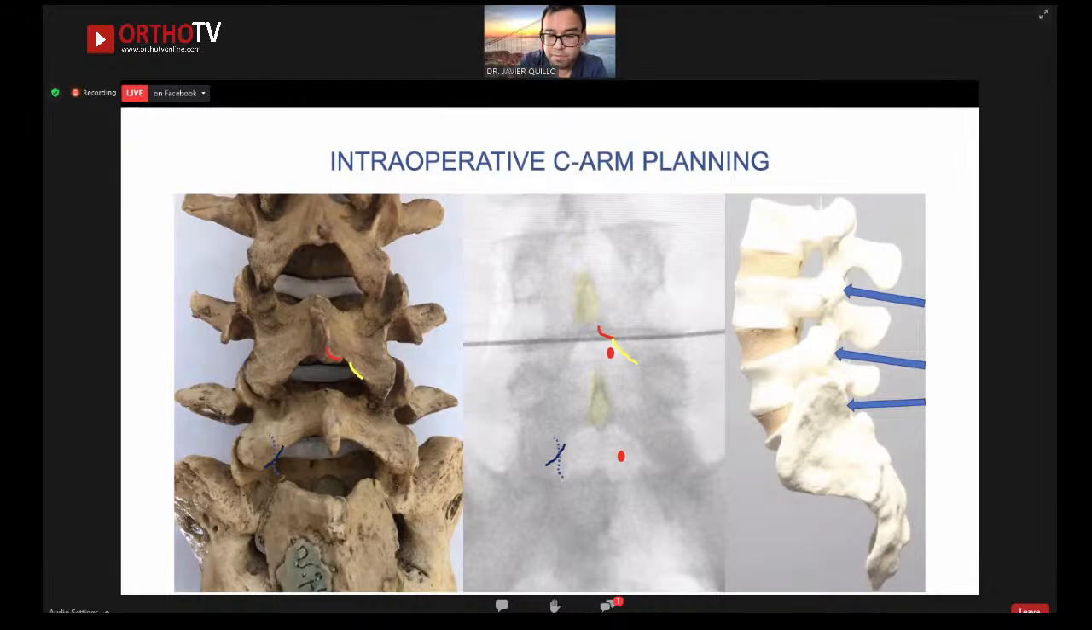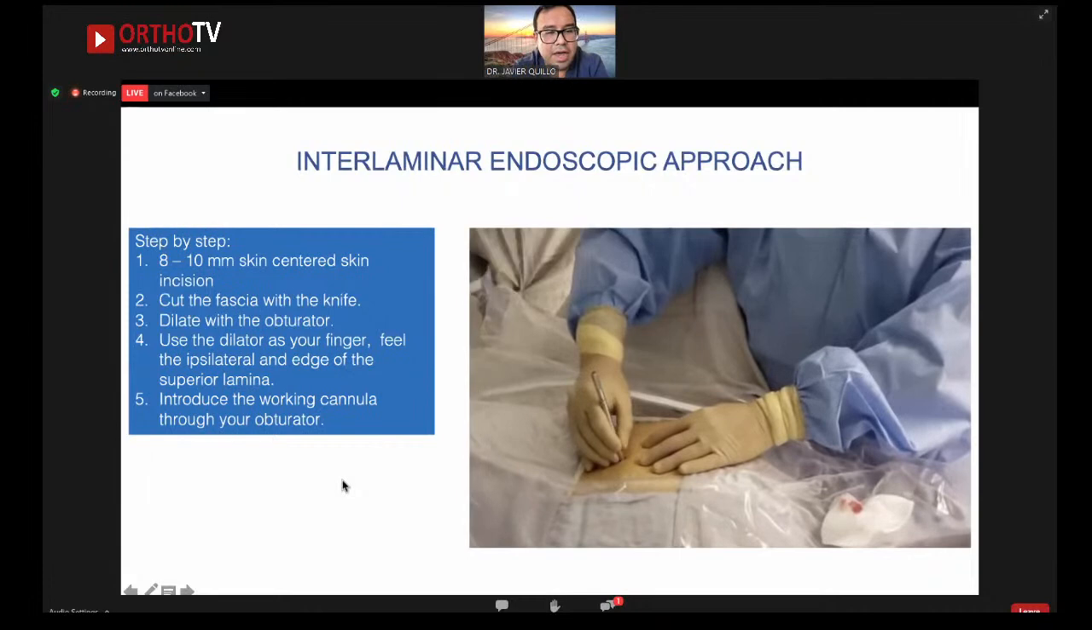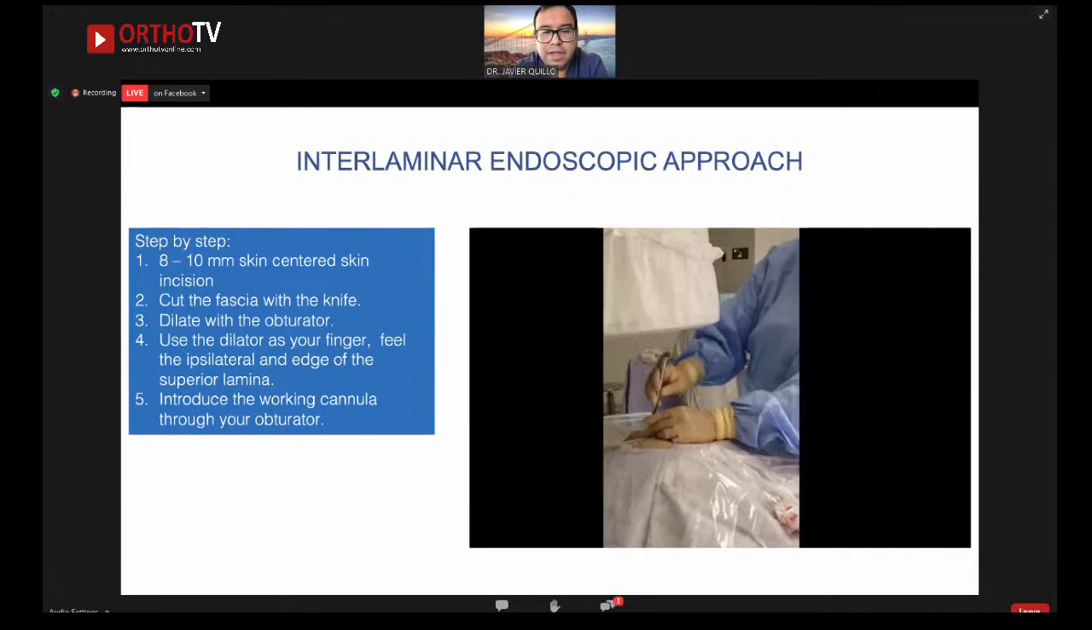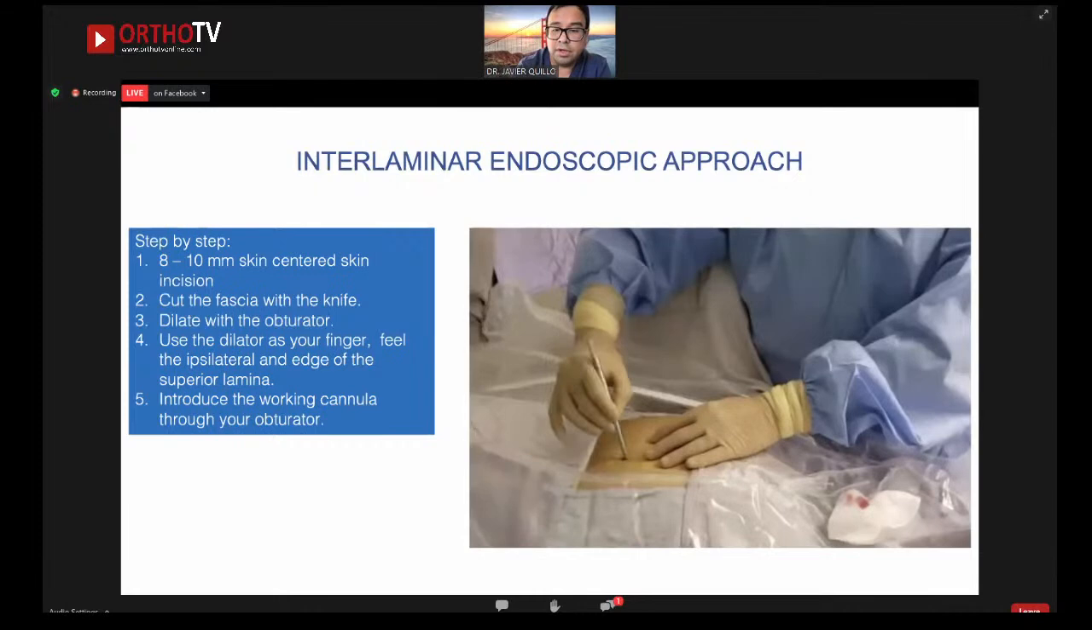After that, obviously, the technique is developed, and you can make an 8 to 10 millimeter skin incision, and then cut the fascia with the knife and dilate with the obturator, and always use your dilator as your finger. You need to palpate the bone landmarks and feel the sensation to keep in mind that you are in a safe zone. And then you can introduce your working cannula through your obturator to start the procedure.